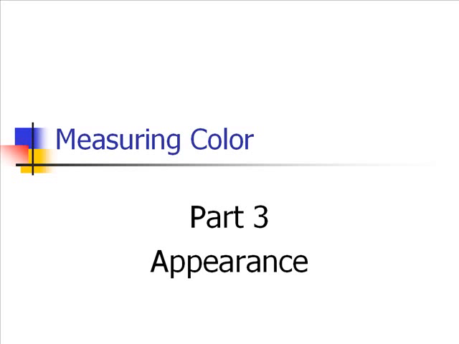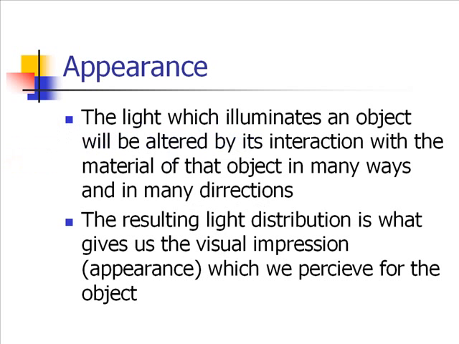We're going to talk about appearance next. So when we talk about appearance, or we describe appearance, the light which illuminates an object will be altered by its interaction with the material of that object in many ways and in many directions. The resulting light distribution is what gives us the visual impression, or the appearance, which we perceive for the object.